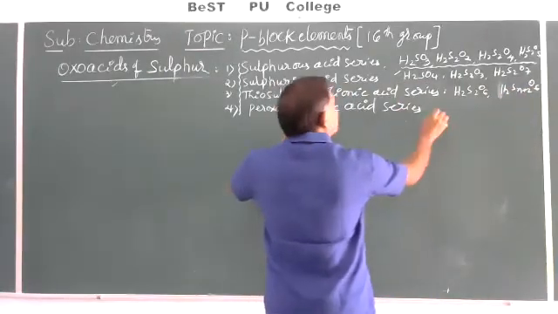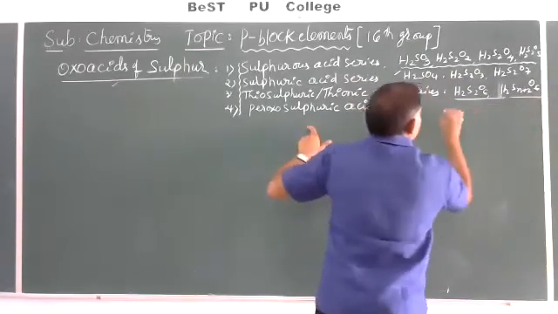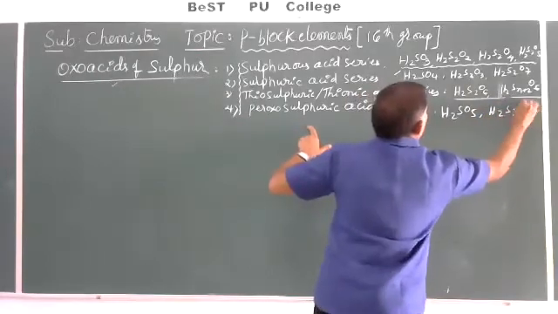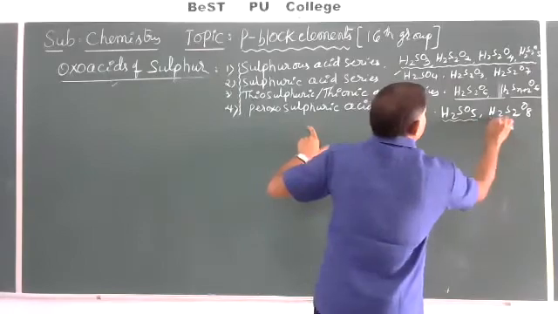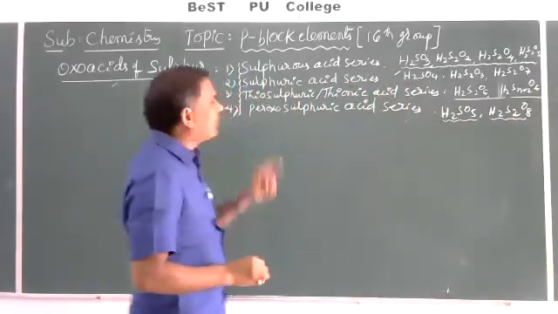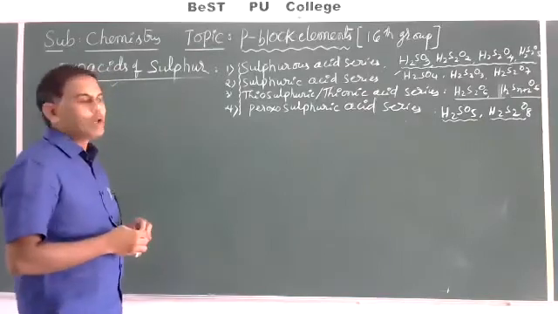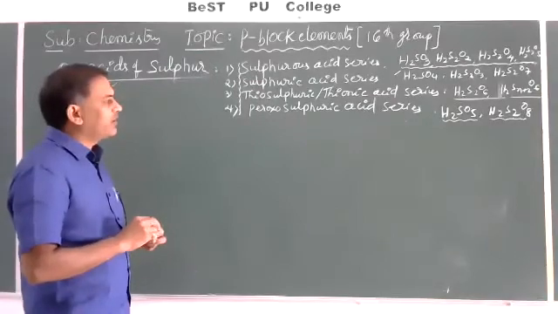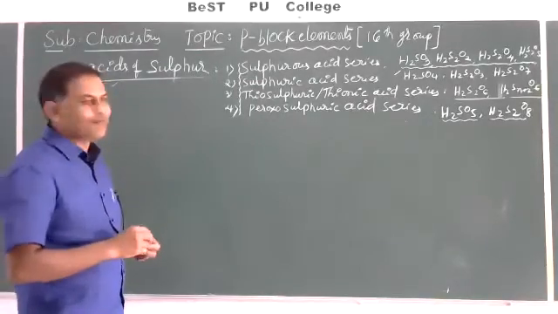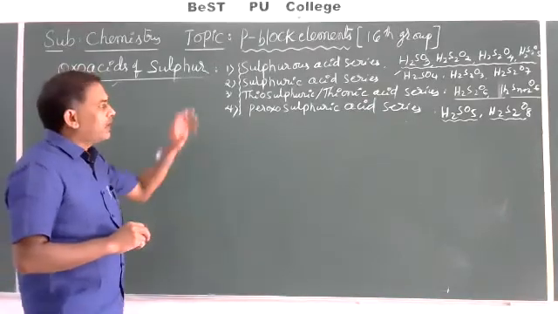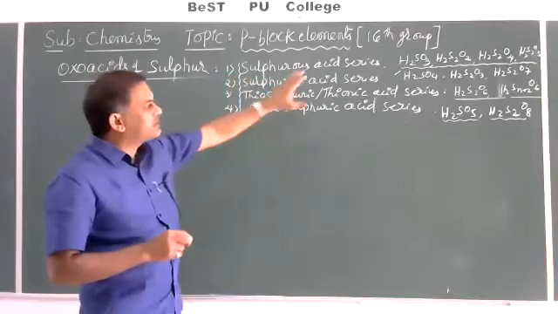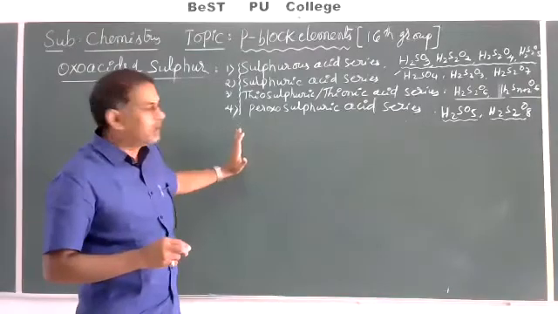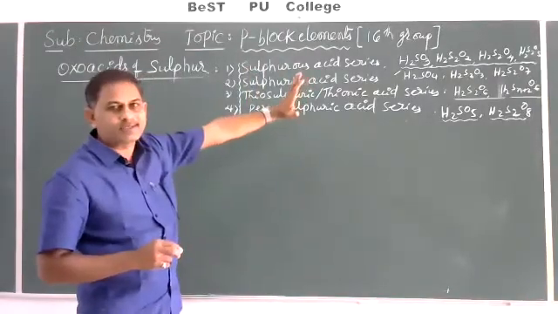Then peroxosulfuric acid series are H2SO5 and H2S2O8. These are some important examples for different series of oxoacids of sulfur: sulfurous acid series, sulfuric acid series, thiosulfuric or thionic acid series, peroxosulfuric acid series. In our textbook, just examples and four to five important structures are given, but I'll explain all these structures, oxidation states and their names.